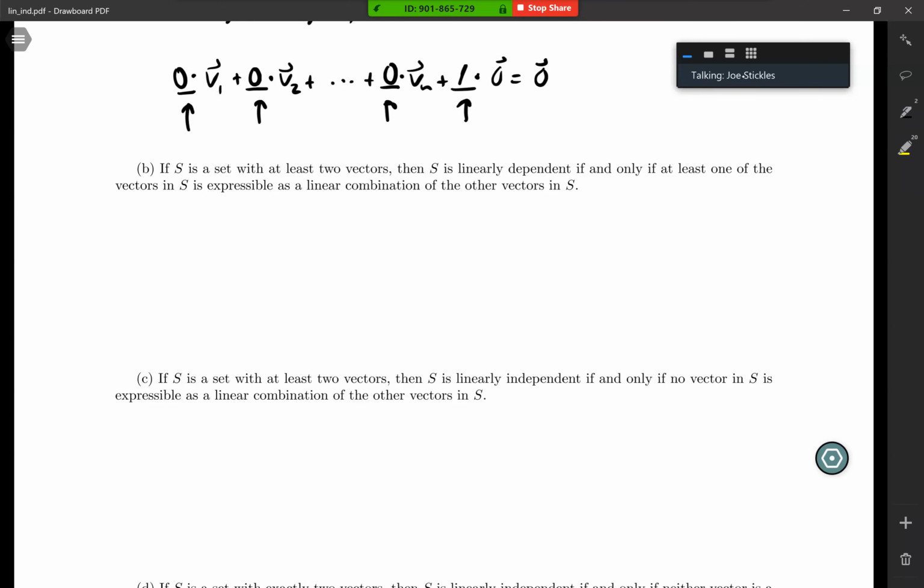Remember, for if and only if, we have to go both directions. We have to prove if it's linearly dependent, then one of the vectors is expressible as a linear combination of the others. That's the left to right direction. But then we also have to say that if at least one of the vectors is expressible as a linear combination of the others, then it's linearly dependent. So let's suppose, just go through this real quick. Let's suppose that S is linearly dependent.